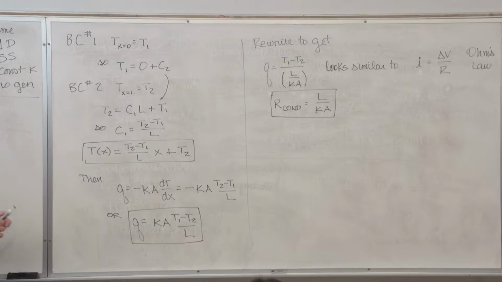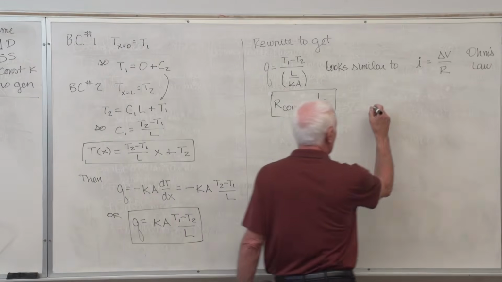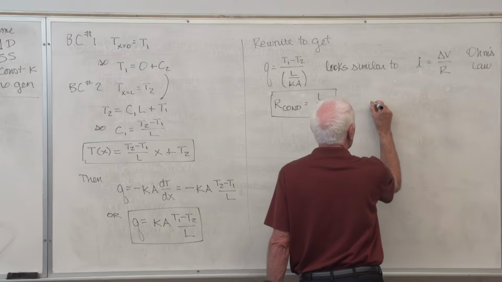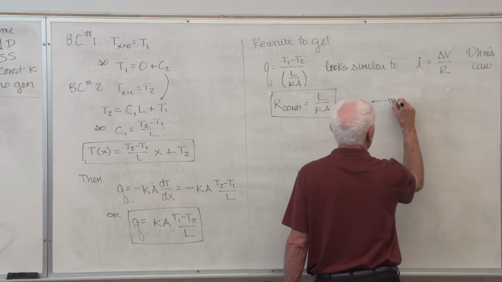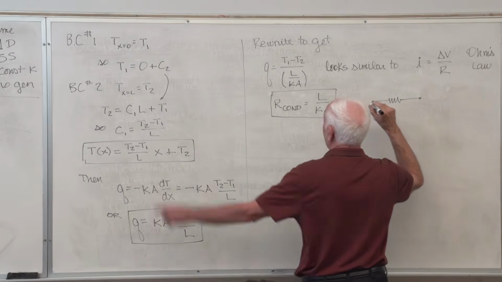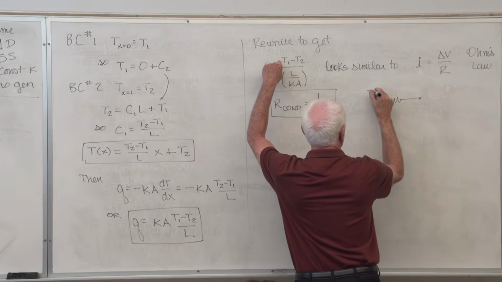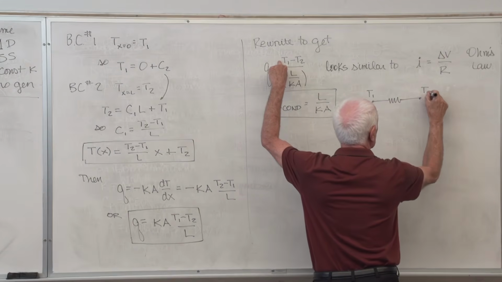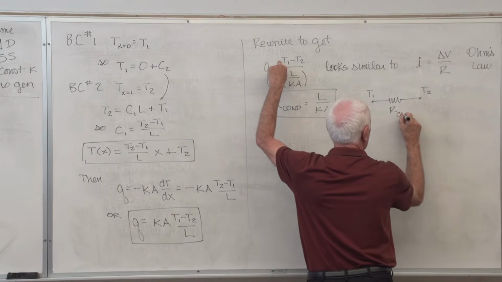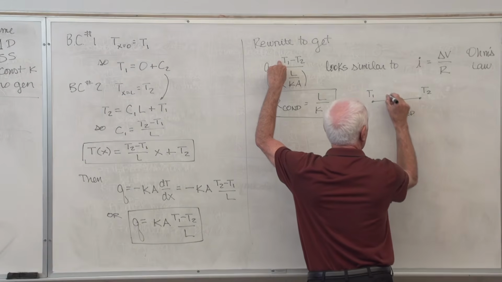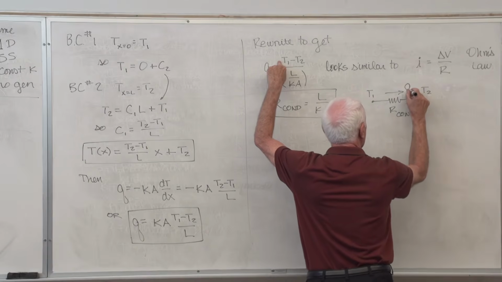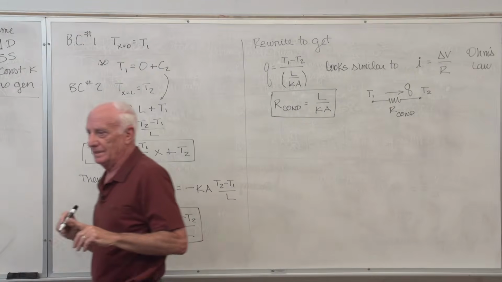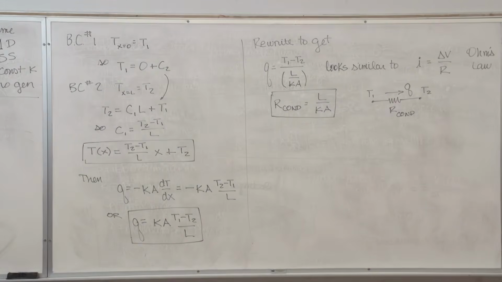Okay. Now you can then draw this like you did over here. We're going to draw this as a resistance. Here's the driving potential. T1 is big, T2 is small. This is our conduction, and this is the heat flow Q. That's our model for heat flow through a plane wall by conduction.